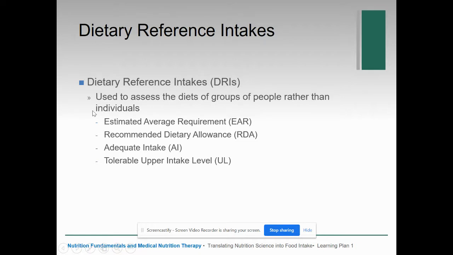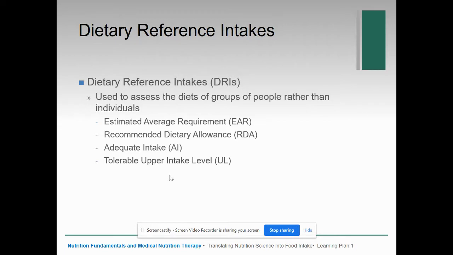So dietary reference intakes, I like to think of this term, the DRIs, as an umbrella term that encompasses all of these other terms that you see here, the EAR, the RDA, the AI, and the UL. When I say dietary reference intakes, that means these things here. It does seem like a lot of alphabet soup, so I like to break this down as easily as possible.